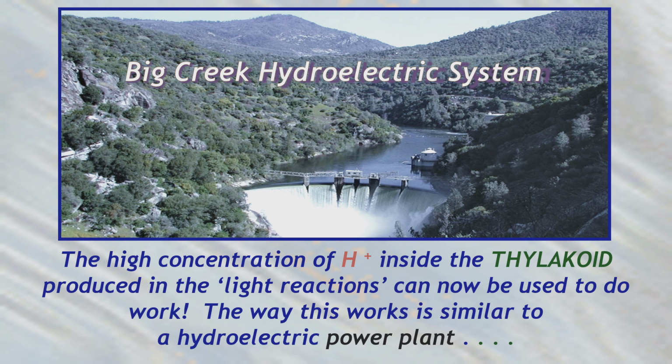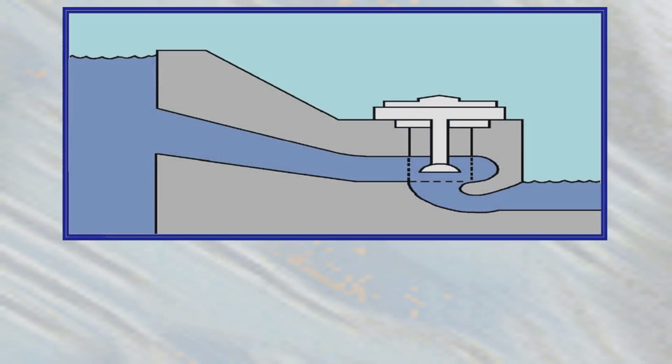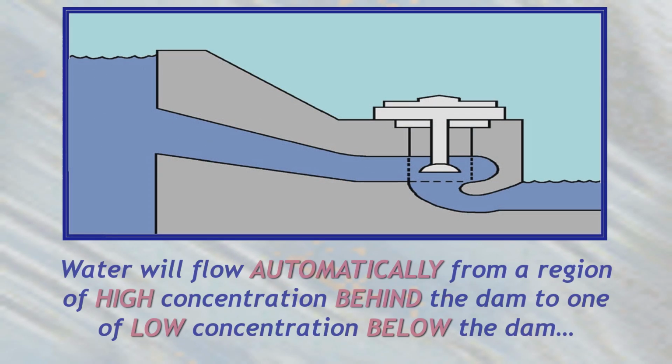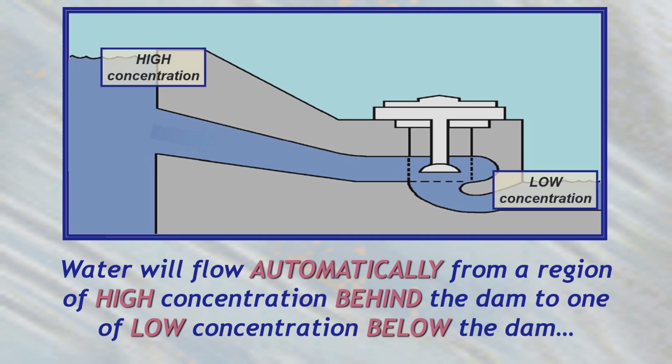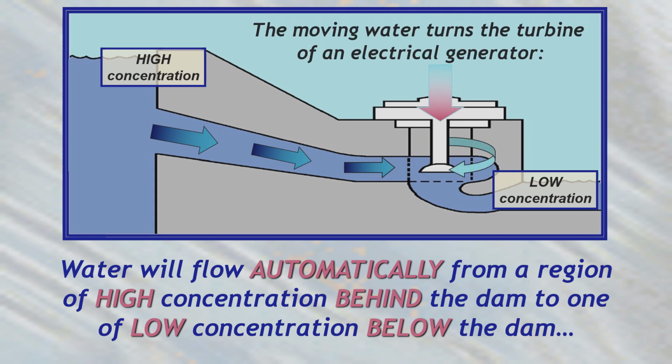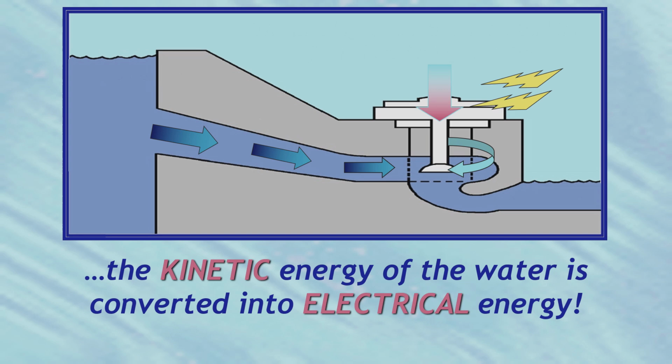The way this works is similar to an electrical power plant. Here we have a cross-section of such a plant. Water will flow automatically from a region of high concentration behind the dam to one of low concentration below the dam. Gravity will pull the water downhill. The moving water will turn the turbine of an electrical generator. The kinetic energy of the water is converted into electrical energy.